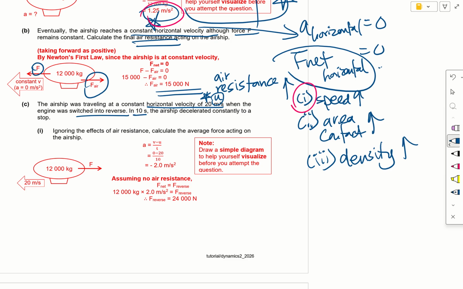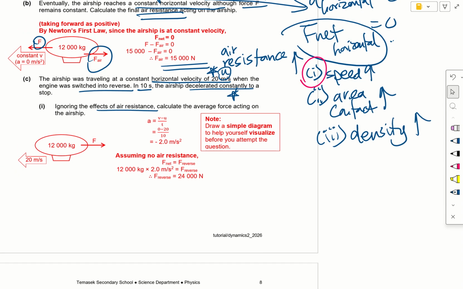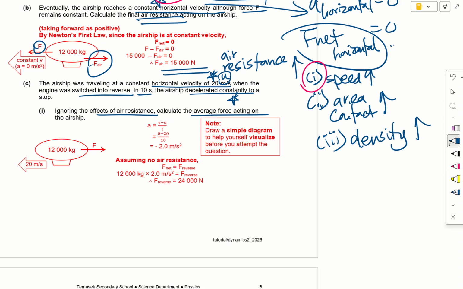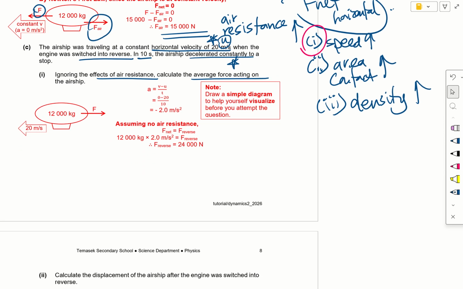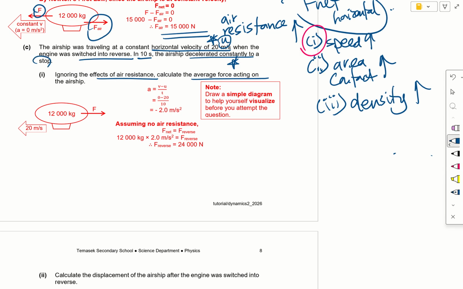So in 10 seconds, the airship decelerated constantly, like our previous question, to a stop, ignoring the effects of air resistance. So now we don't need to care about the air resistance. Calculate the average force acting on the airship. Okay, so in 10 seconds it decelerates constantly to a stop. Stop means my final velocity is 0, and 10 seconds is our t.